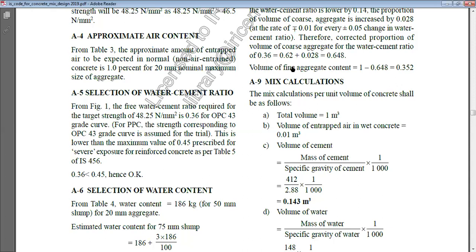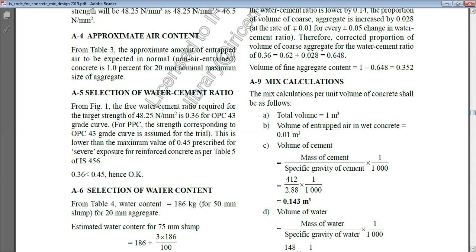Coming to the fine aggregate, it is equal to 1 minus whatever the coarse aggregate value you have. That becomes our fine aggregate. We are taking 1 as the volume of the aggregate.